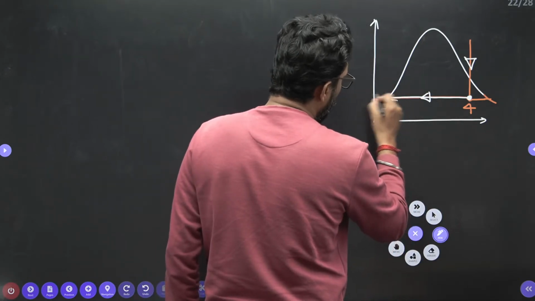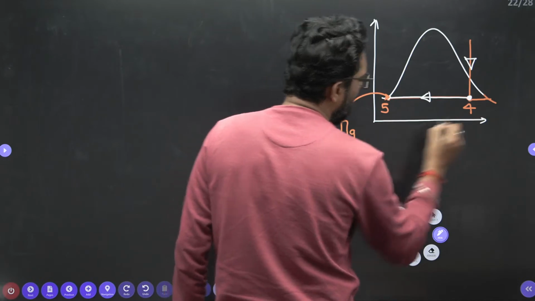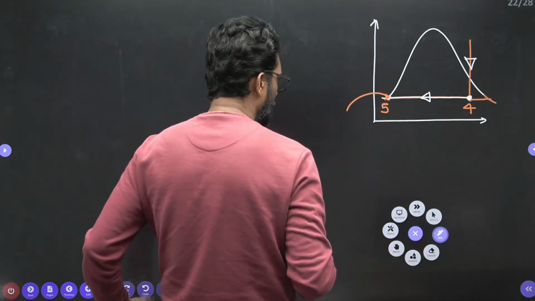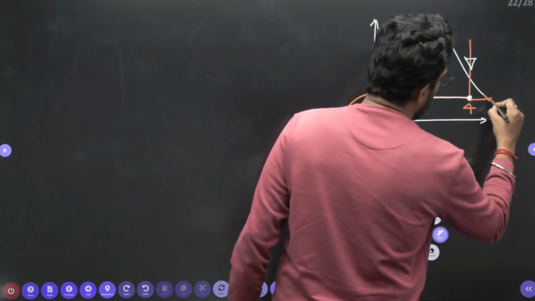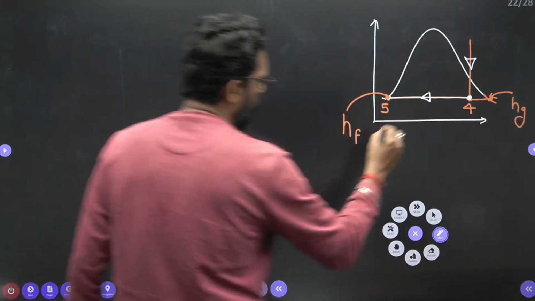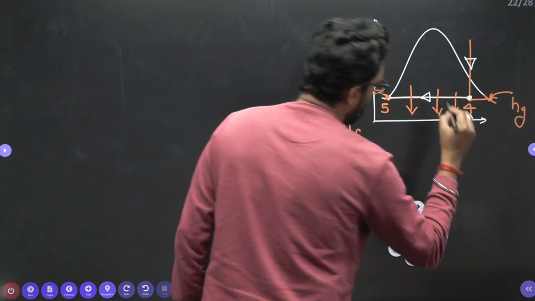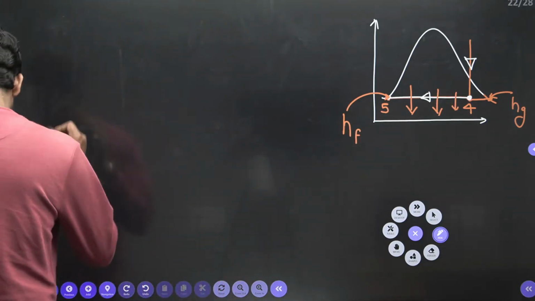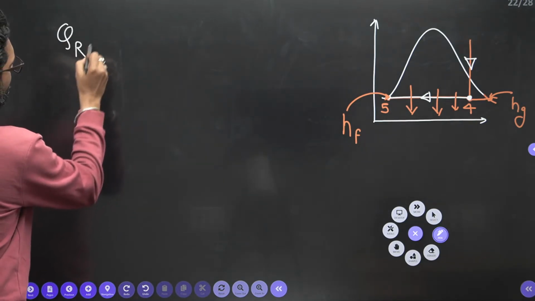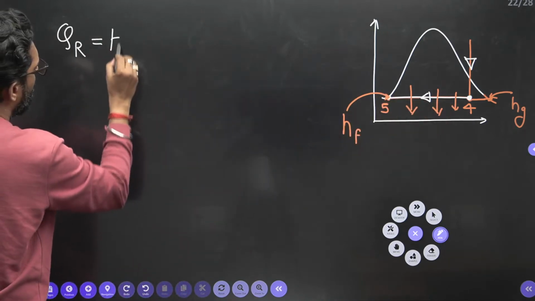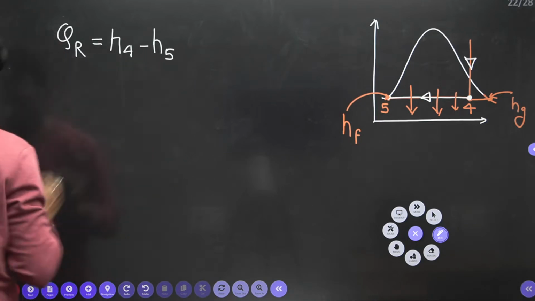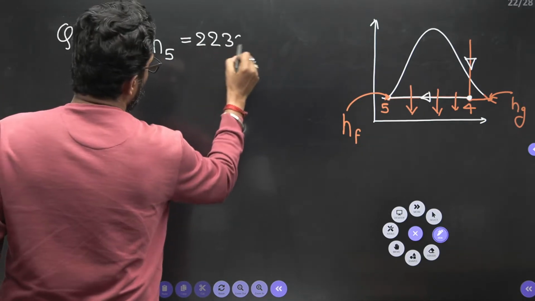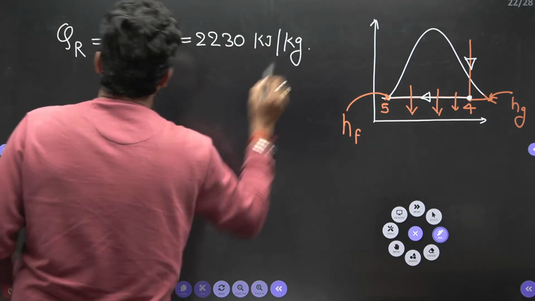And this point 5 is your Hf, and this is your Hg, and this is your heat rejection. So you can easily find the heat rejection. It is your H4, higher enthalpy, minus lower enthalpy H5. And this is how much? 2230, yes or not, kilojoule per kg. Okay? Now, what is H5?